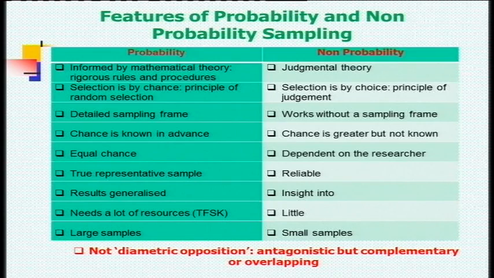Probability sampling needs a lot of resources. You need enough time, enough finances, enough skills, and enough knowledge. With non-probability sampling, you can do with the little resources that you have, depending on the circumstances of your research. Probability sampling deals with large samples, while non-probability sampling deals with small samples.